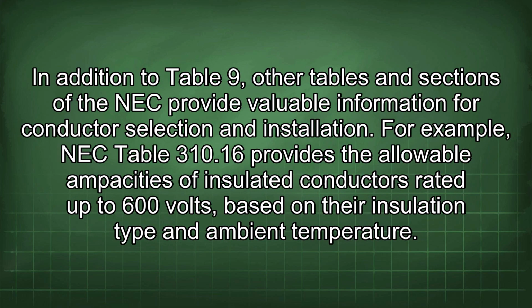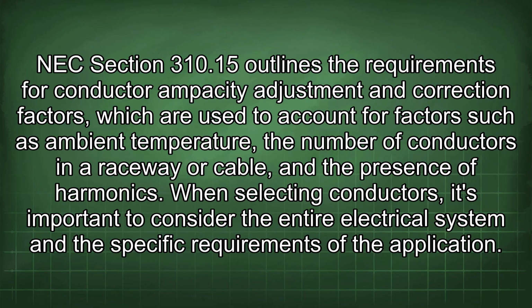In addition to Table 9, other tables and sections of the NEC provide valuable information for conductor selection and installation. For example, NEC Table 310.16 provides the allowable ampacities of insulated conductors rated up to 600 volts based on their insulation type and ambient temperature. NEC Section 310.15 outlines the requirements for conductor ampacity adjustment and correction factors, which are used to account for factors such as ambient temperature, the number of conductors in a raceway or cable, and the presence of harmonics.